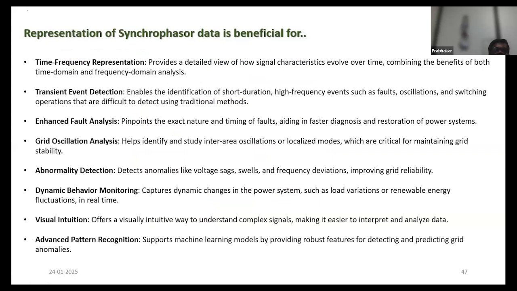So this is just to show how the synchrophasor data is beneficial for what all issues can be solved, or will be interestingly dealt with the help of this data. So, the exact nature and timing of the fault. I'll take an example, this enhanced fault analysis. Instead of normal fault analysis, it can pinpoint the exact nature and timing of the fault, for faster diagnosing and restoration of the power system network.